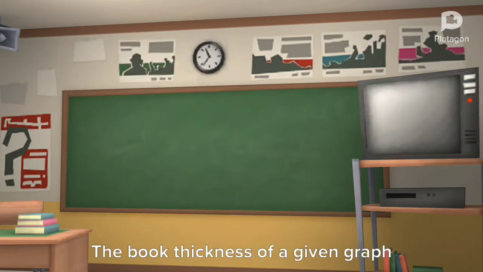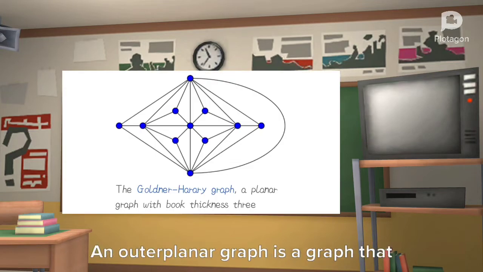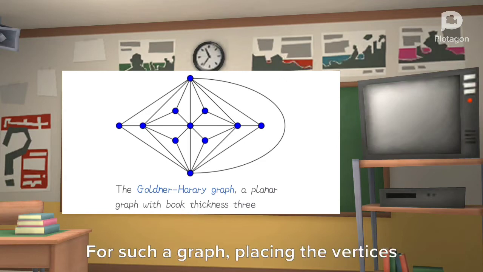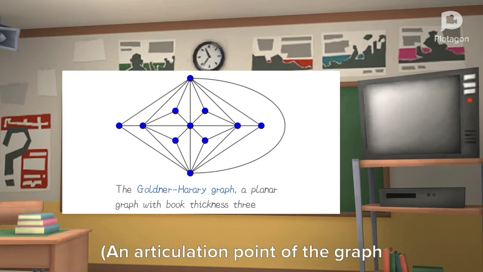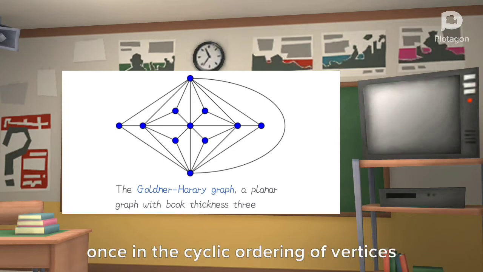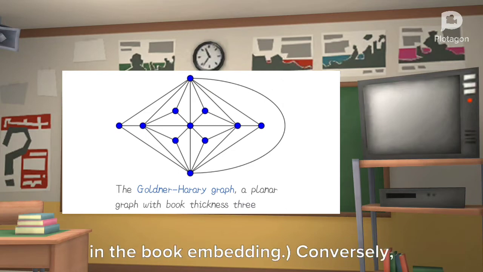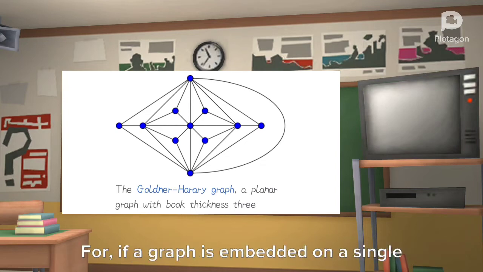In properties, the book thickness of a given graph G is at most 1 if and only if G is an outerplanar graph. An outerplanar graph is a graph that has a planar embedding in which all vertices belong to the outer face of the embedding. For such a graph, placing the vertices in the same order along the spine as they appear in the outer face provides a one-page book embedding of the given graph. An articulation point of the graph will necessarily appear more than once in the cyclic ordering of vertices around the outer face, but only one of those copies should be included in the book embedding. Conversely, a one-page book embedding is automatically an outerplanar embedding.